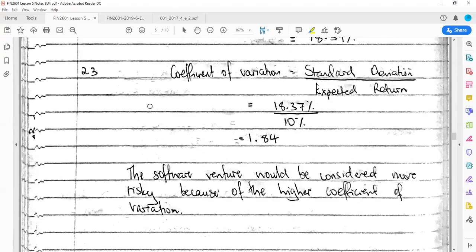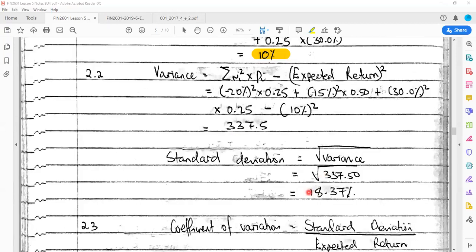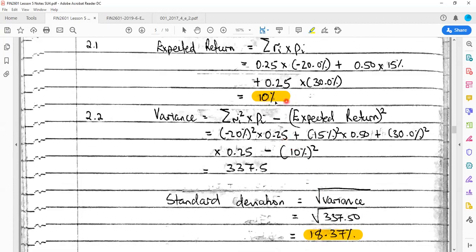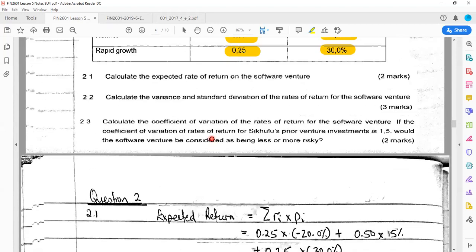And then lastly, we were asked to calculate the coefficient of variation. Now, the coefficient of variation is simply given by the standard deviation over the expected return. So we're simply taking this standard deviation that we got and dividing it by the expected return. That gives us the coefficient of variation. And then we were asked to compare this with the coefficient of variation of an earlier project, which had a coefficient of variation of 1.5.